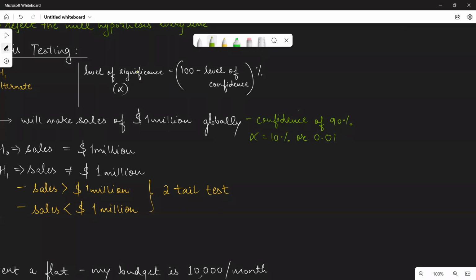This is the value of alpha, which is more important for us. For us, confidence is not that important; level of significance is more important. That is why I have given you the formula. Level of significance, which is alpha, is nothing but 100 minus level of confidence. Because level of confidence is 90%, 100 minus 90 is 10%. So level of significance is 10%. This point is clear? Yeah, Divakar, is it clear?